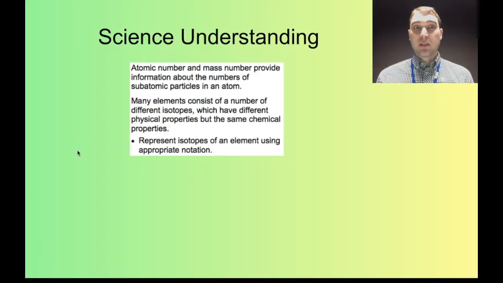So the science understanding we're going to look at is that the atomic number and mass number provide information about numbers of subatomic particles in an atom, and that many elements consist of a number of different isotopes which have different physical properties but have the same chemical properties. And then we're going to represent isotopes using the right notation.